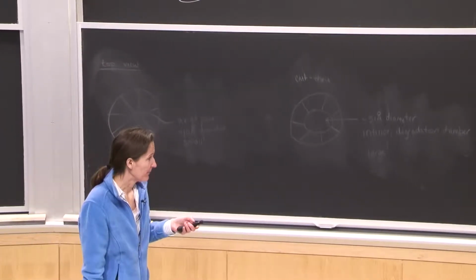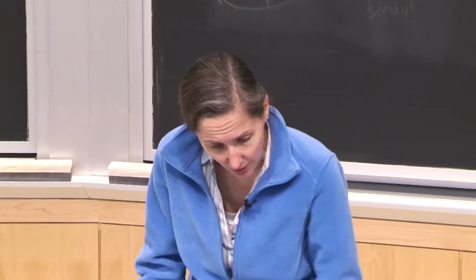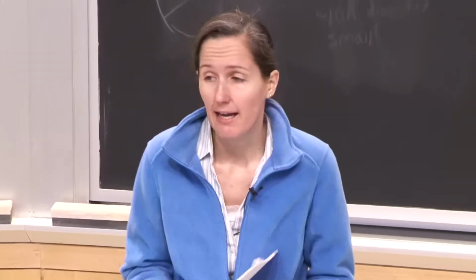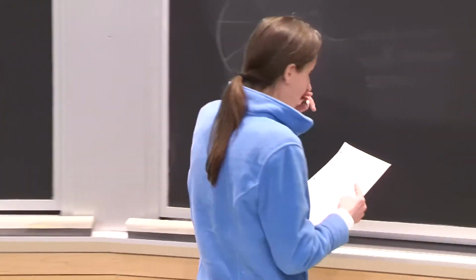With that, what are the questions we need to address in thinking about how this macromolecular machine works? One, how are substrates recognized? There's some certain group of proteins that are going to be degraded by this machinery. Two, what is the mechanism? How is it that ATP-dependent conformational changes of ClpXP drive unfolding and translocation? And three, what is the substrate selectivity? That's where we're going to move forward. The first question we need to ask is, how are the substrates recognized by ClpX?